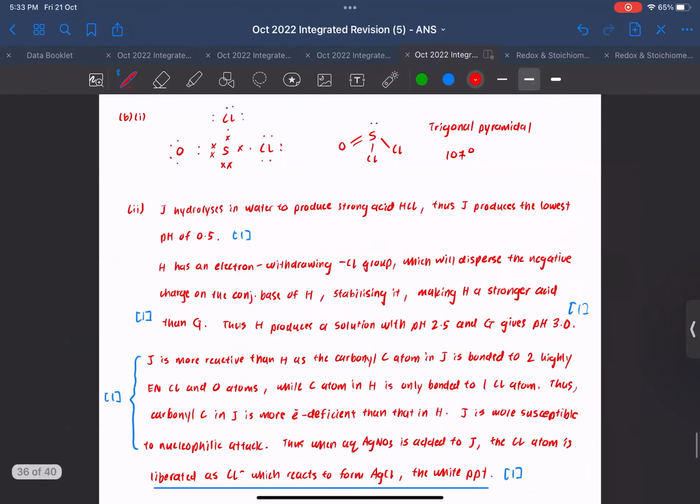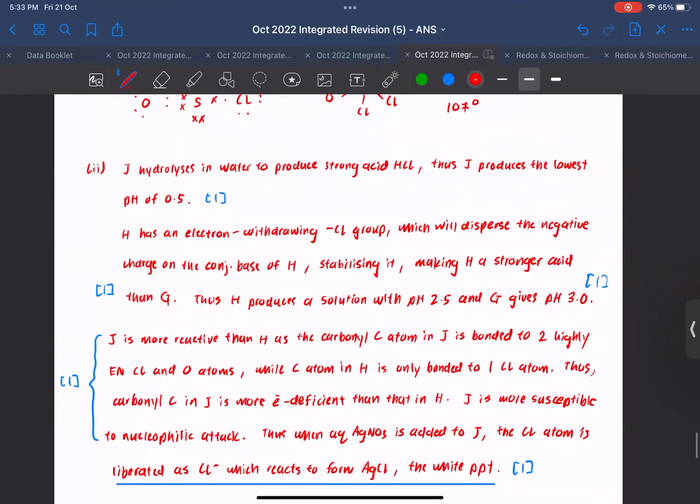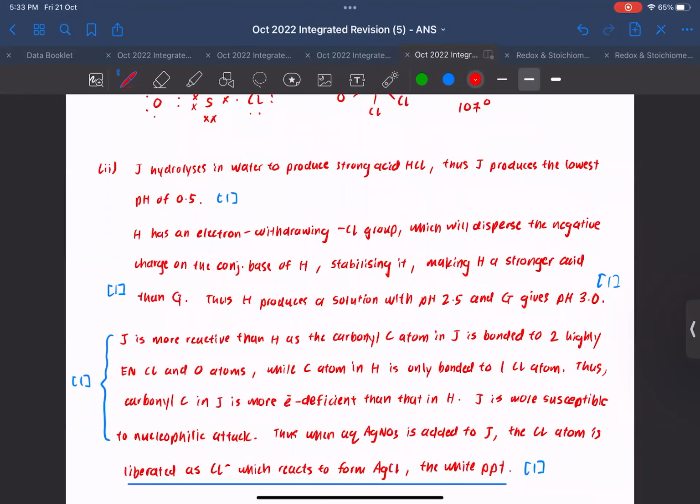Now, look at the mark allocation. The first part of the answer is to talk about your acidity. You first explain the acyl chloride hydrolyzed in water to produce strong acid HCl. You need that part for 1 mark, and then I assign a value. Electron withdrawing, blah blah blah. Then that's another mark. And then finally, when you assign all the pH values, that is the final mark. So there's 3 marks for the acidity portion.